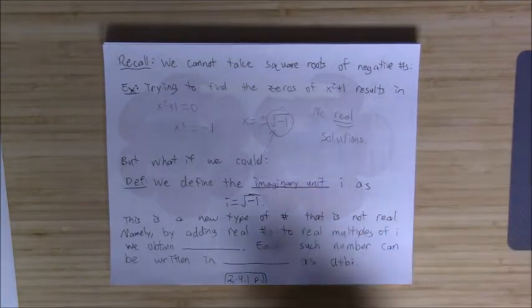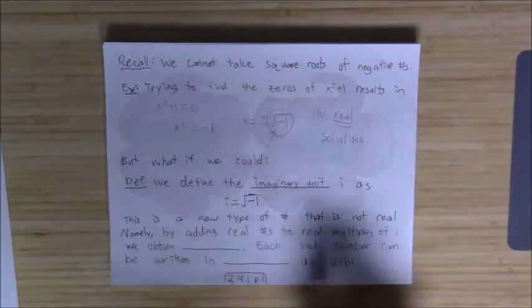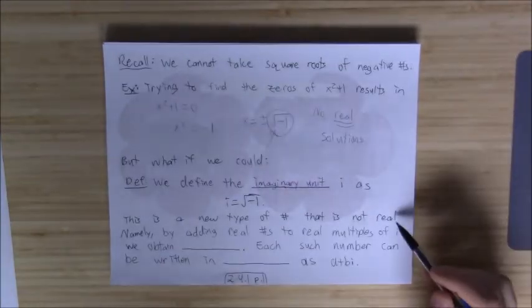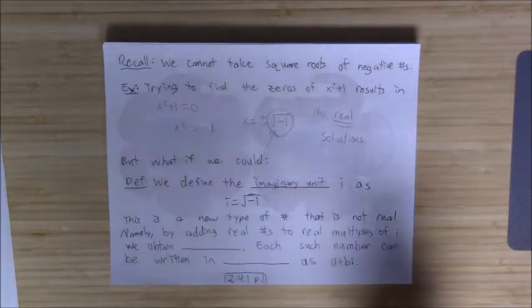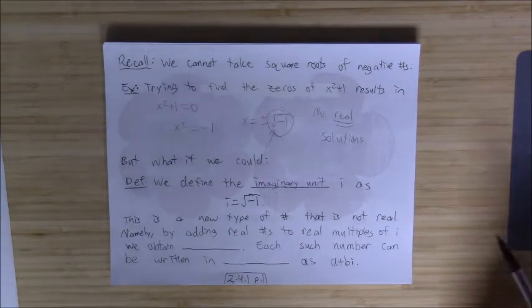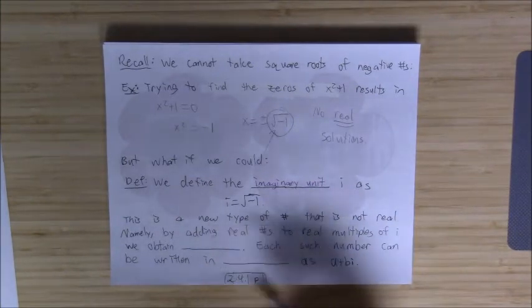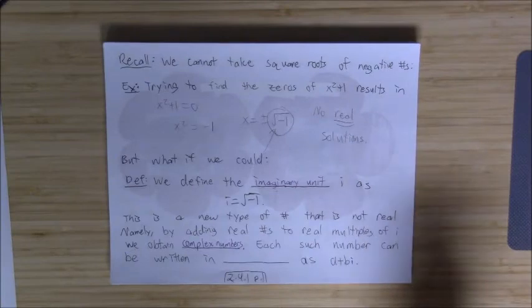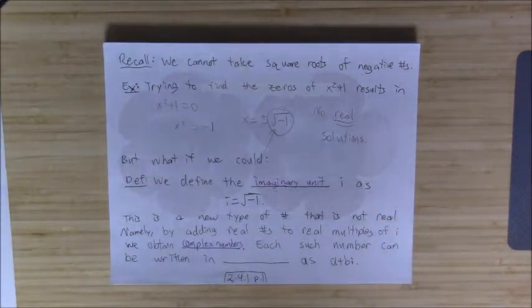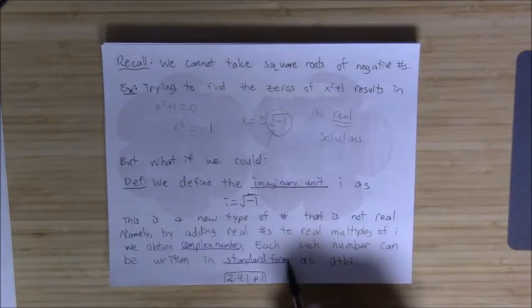Now, the reason that we call it an imaginary unit is to kind of stand against the fact that we know this can't be a real number, okay? Namely, by adding real numbers to the real multiples of i, we obtain complex numbers. Here, it's important to remember that each such number can thus be written in standard form as a plus bi.